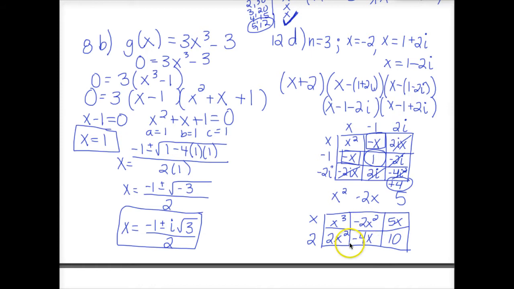So, combining my like terms, these guys actually cancel. These guys are like terms, no other like terms. So I end up with my final function, which you can put f of x, g of x, whatever you want to call it. It's x cubed. And then 5x and negative 4x is positive 1x. And then plus my 10. So this is my final answer.